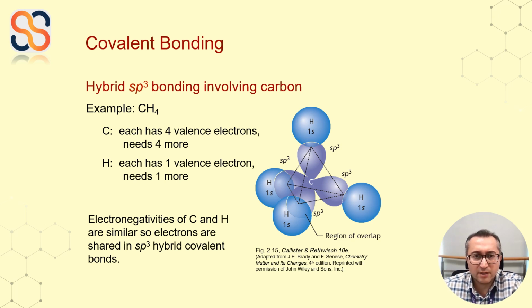In the case of CH4, the bonding process looks like this. Each of the four hydrogen atoms shares its single valence electron with the carbon atom. Carbon uses its sp3 hybrid orbitals to form four equivalent bonds, resulting in a stable molecular structure. This arrangement creates a tetrahedral geometry where the bond angles between the hydrogen atoms are 109.5 degrees.